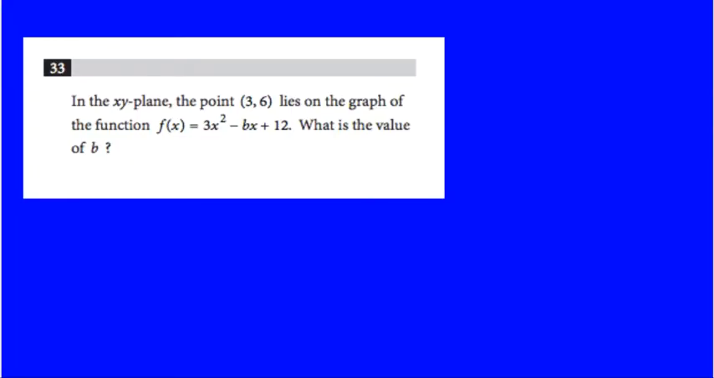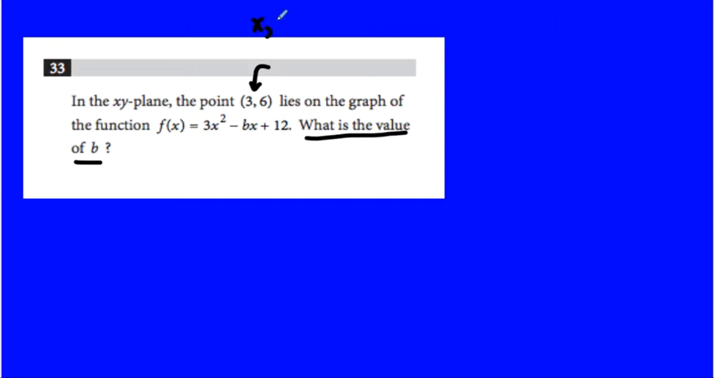All right, here's a question. It says, in the xy plane, the point 3, 6 lies on the graph of the function f of x equals 3x squared minus bx plus 12. What is the value of b? Okay, so remember, there's that question, what is the value of b? So I ask myself, okay, can I use substitution? So I look at this carefully and I notice that I do have something I can substitute. I have a coordinate point.